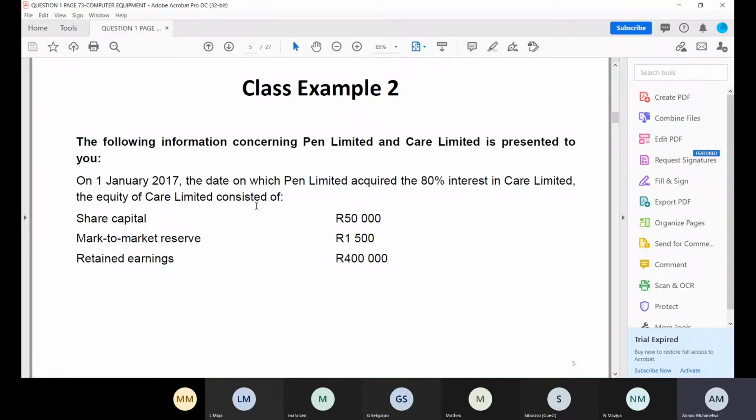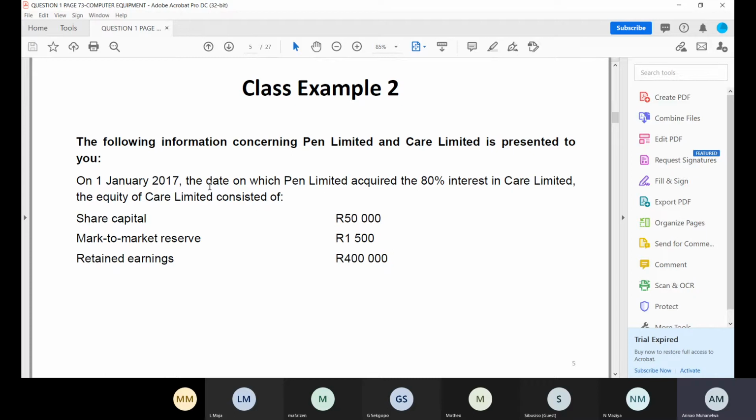So as we read this information, we must be able to identify who is the parent and who's the subsidiary. As you read any information regarding consolidation, you will get that. For example, here, they're telling us the following information concerning Penn Limited and Care Limited. At the moment, we don't know who's the parent and who's the subsidiary, but I believe as we go down with the information given in this class example, we will know. Let's read the first paragraph or the second paragraph.